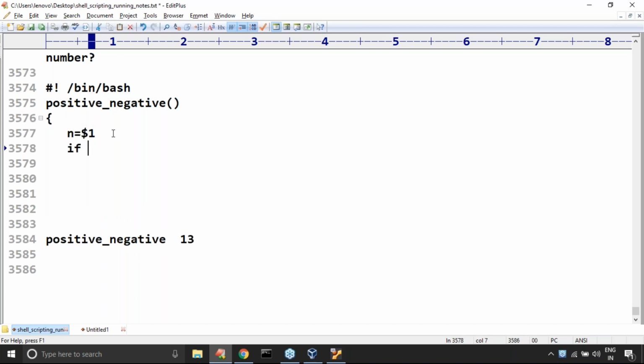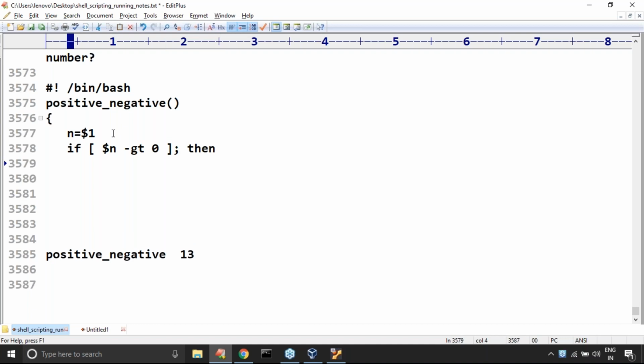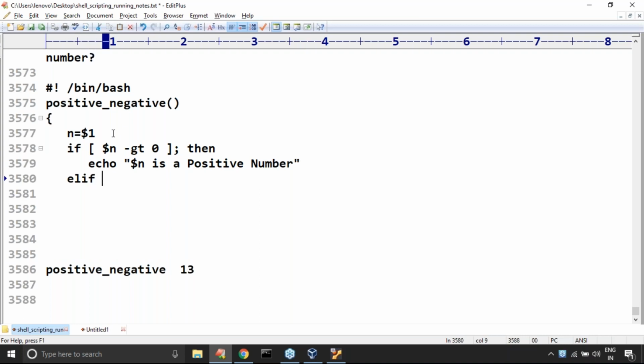Like, sir, if $n greater than 0, can I use the word, is it a positive number or not? Yes, $n is a positive number. Okay, like sir, elif $n is less than 0.